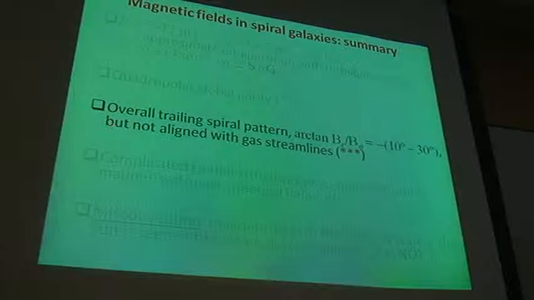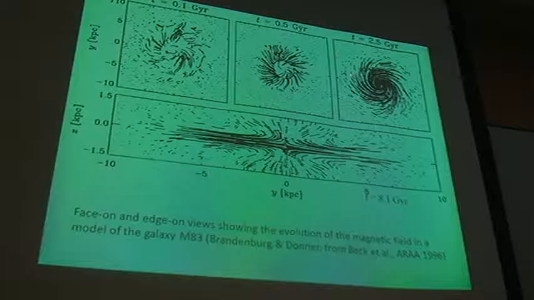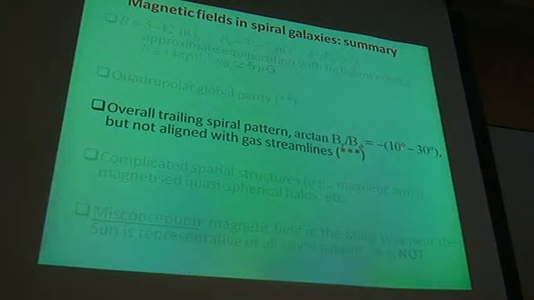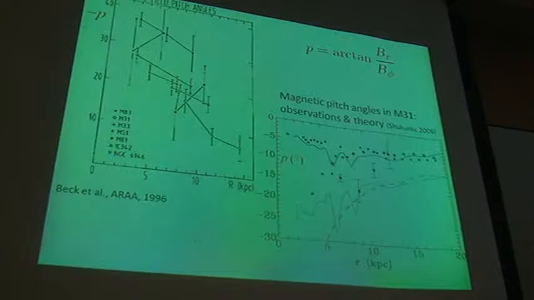Meanwhile, the streamlines of the gas are practically closed. These are almost perfect circles. And therefore, magnetic fields are not aligned with gas streamlines. Again, that indicates that magnetic field will not necessarily be frozen.